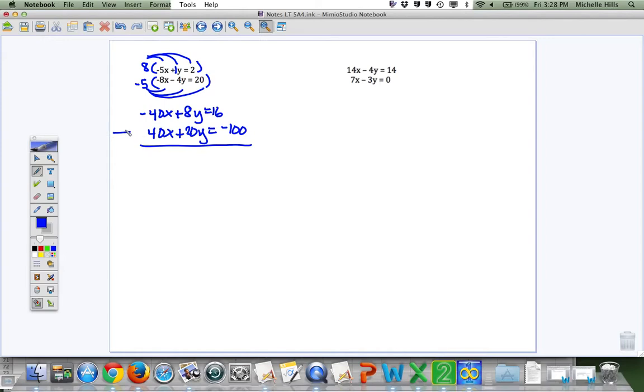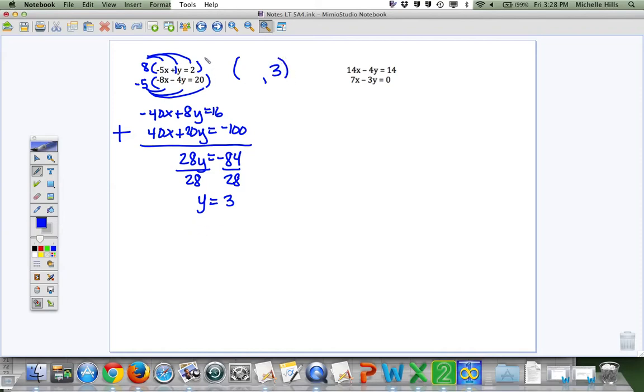Now, when I add my big equations together, negative 40x plus 40x is 0, positive 8y plus 20y is a positive 28y, and positive 16 plus negative 100 is negative 84. So then I can divide both sides by 28 to solve for y, and I get y equals 3. So if I graph those two lines, the y should be 3.